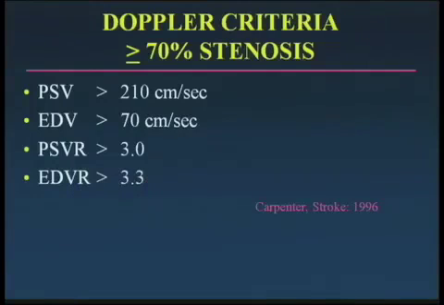So armed with this information, numerous authors have done studies comparing peak systolic velocity measurements in the carotid arteries with angiography. And this is an example of one such study, trying to identify the appropriate threshold to diagnose a greater than 70% carotid stenosis. And in their hands, the peak systolic velocity that was most accurate for identifying these hemodynamically significant stenoses was 210 centimeters per second, with a peak systolic velocity ratio of 3.